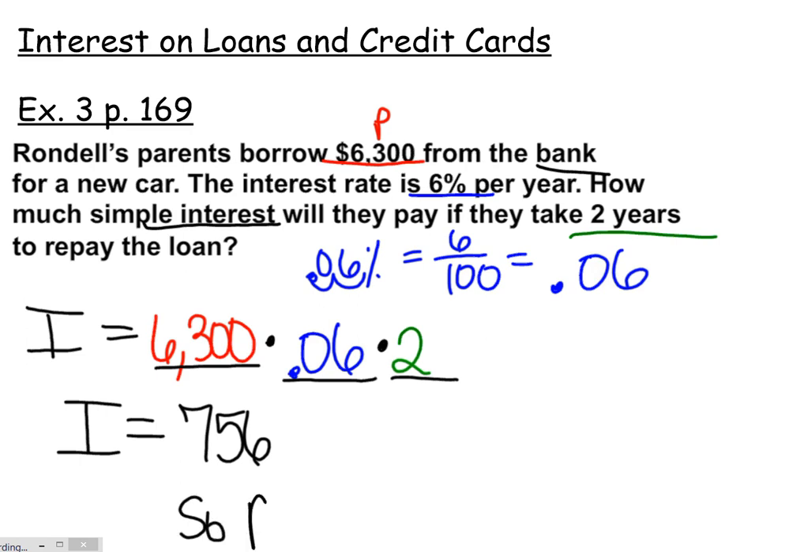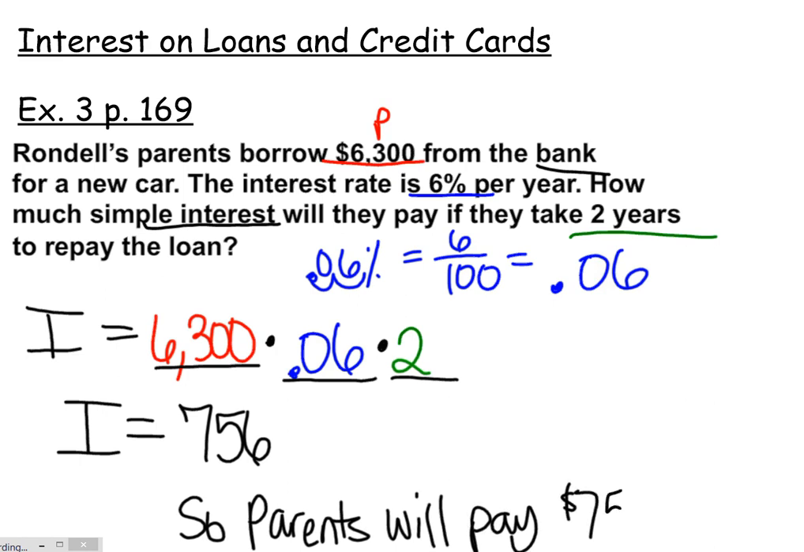So the parents will pay $756 in interest on top of their car loan. So if they borrowed $6,300, they're going to have to pay that amount back plus the $756 in interest back as well.